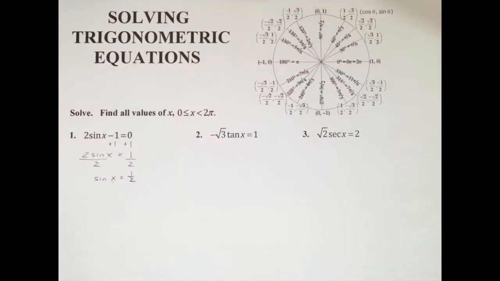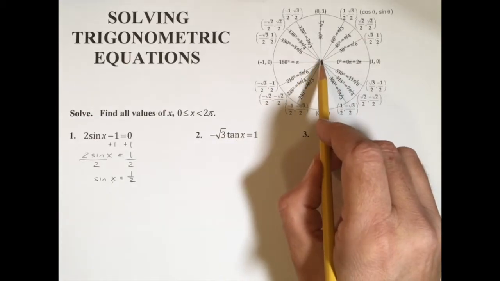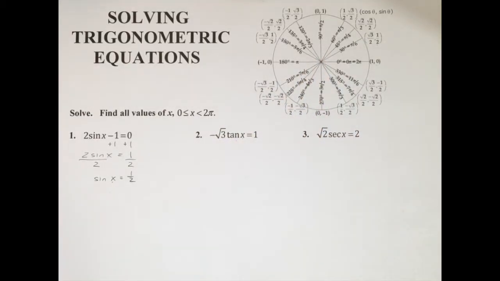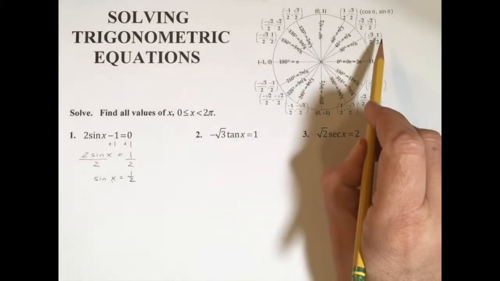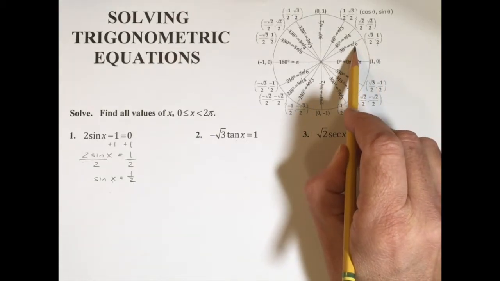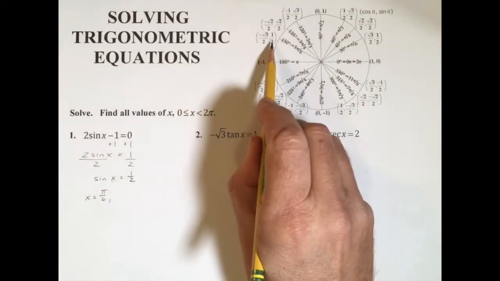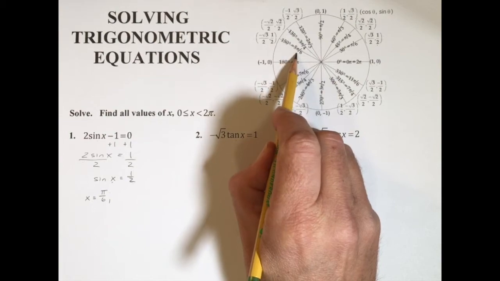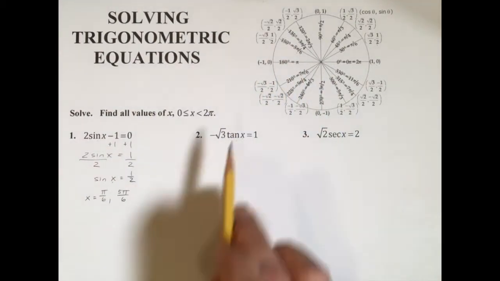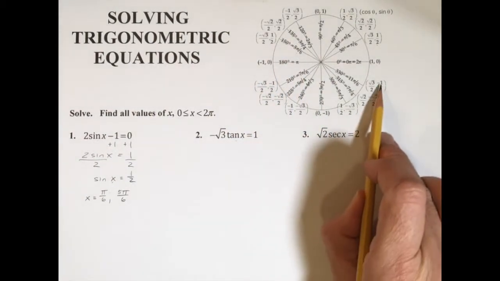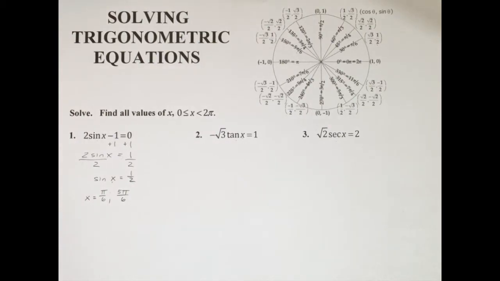Well, this task is quite simple, provided you have a unit circle. Let's just look on the unit circle and see where sine is 1/2. Sine is 1/2 right here at pi over 6. And sine is 1/2 over here as well at 5 pi over 6. There are no other places in between 0 and 2 pi where sine is 1/2, so I'm going to say our two answers are pi over 6 and 5 pi over 6.